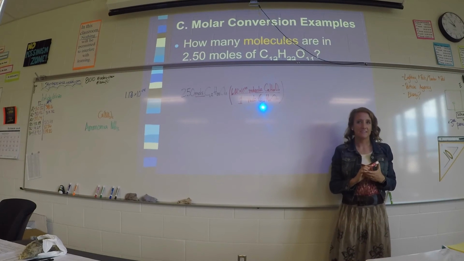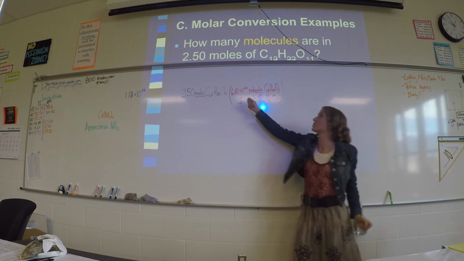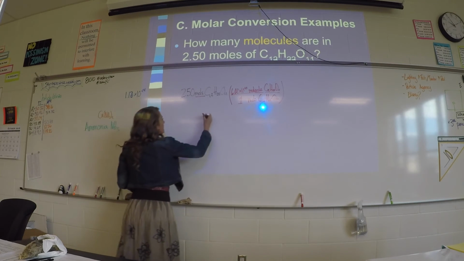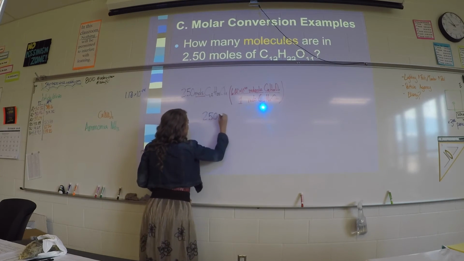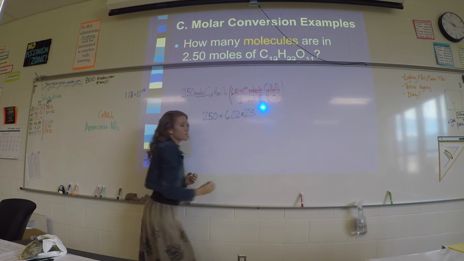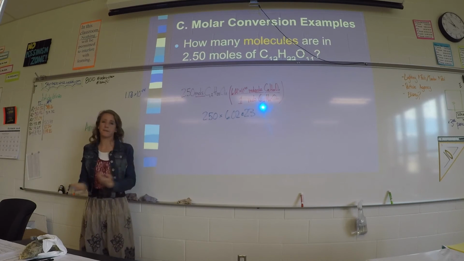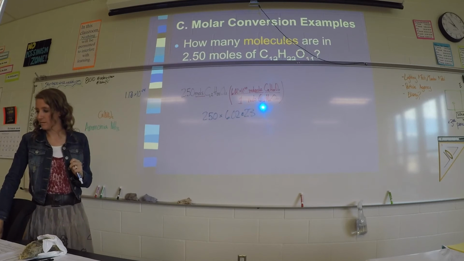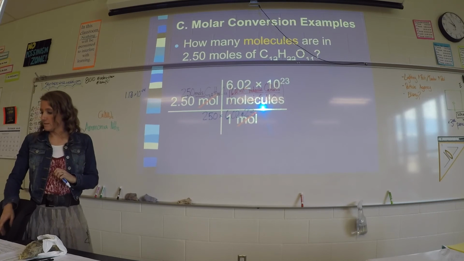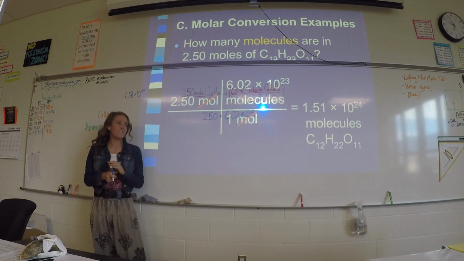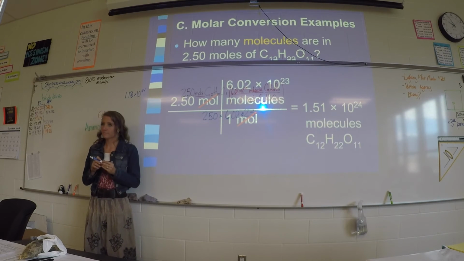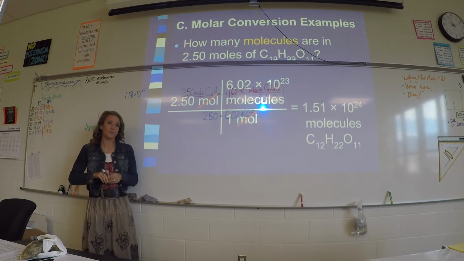Okay? All right, when you plug this into your calculator, you could use the shortcut of E if you wanted. This is how I would type it in: 2.50 times 6.02 E to the 23rd. Or you can type it in the long way. Either is acceptable. Does it make sense that it's a big number? Yeah. So you should have gotten 1.51 times 10 to the 24 molecules of sucrose, or C12H22O11.